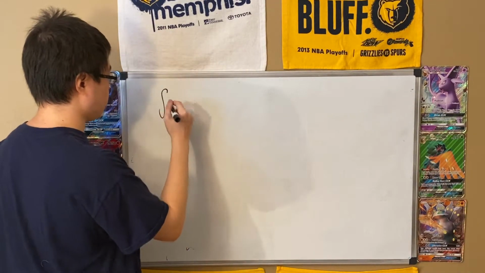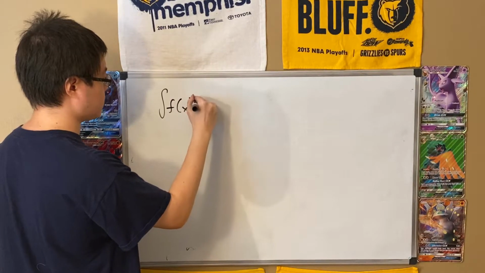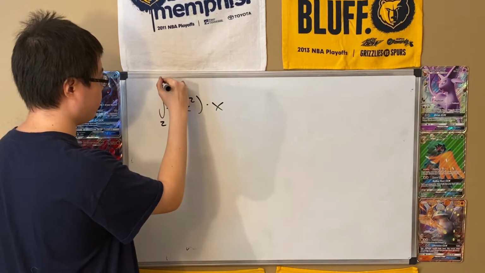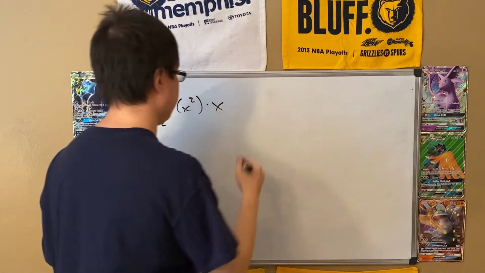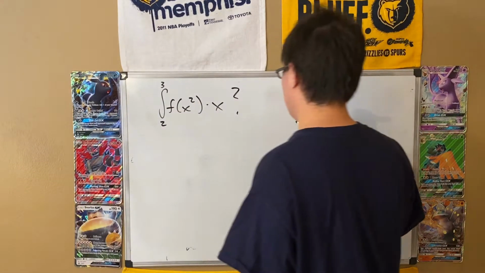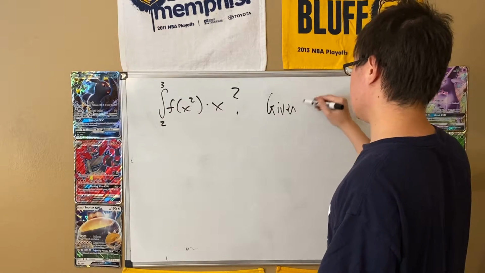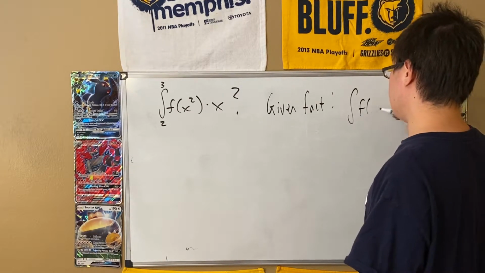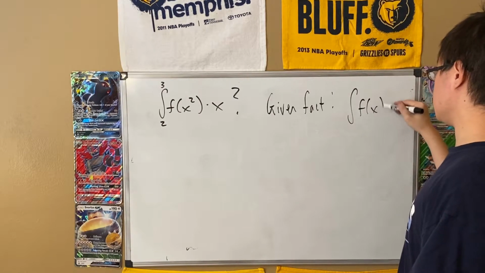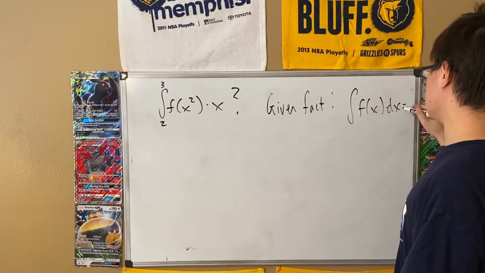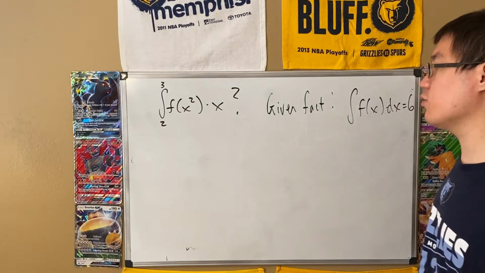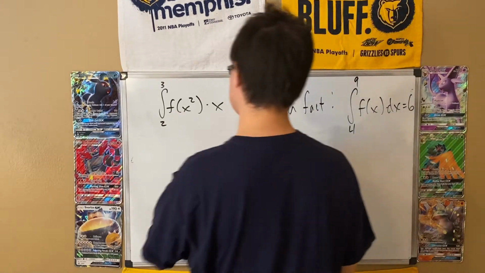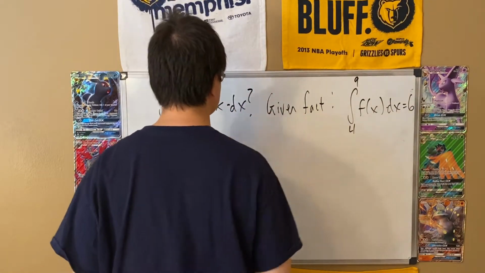So in this case, what we're going to do is we're going to have this as the question instead. We're going to go 2 to 3. And this is the one we want. And we are given the fact that the integral of f of x squared, or f of x times dx equals 6, and these numbers are going to be 4 and 9. So let's do this, let's change this. So this is the question.